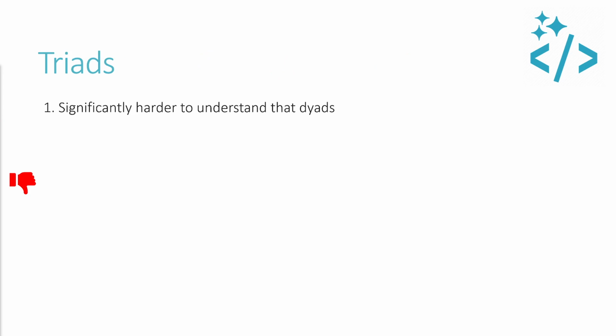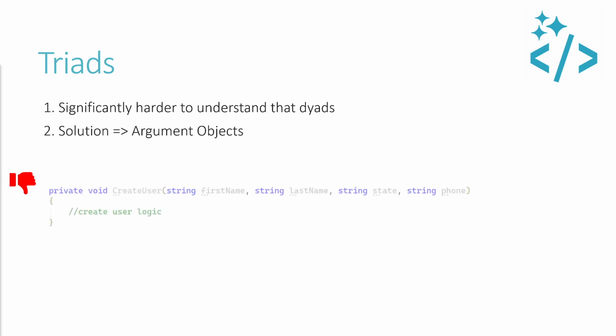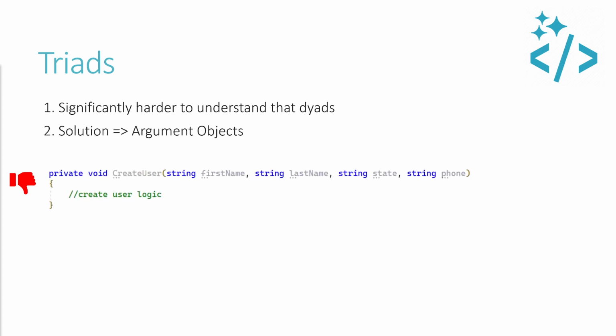Triads are basically functions with 3 or more parameters. They are significantly harder to understand than dyads with 2 parameters. A solution would be to create argument objects. So for example, looking at this method which takes first name, last name, state, phone, we should strive to create an argument object, a user, which gets all this data and which makes it clearer what this create user method expects.